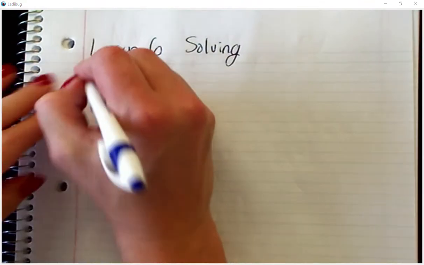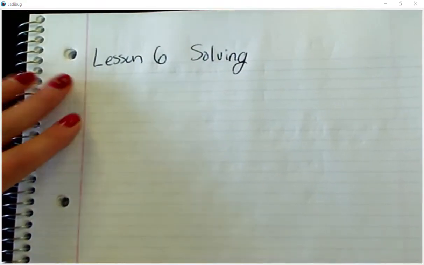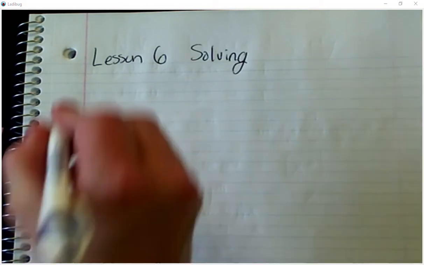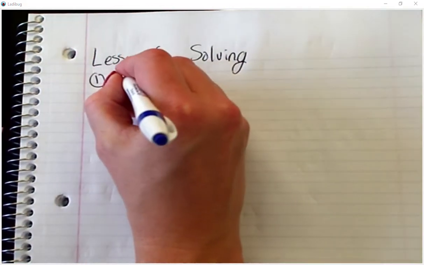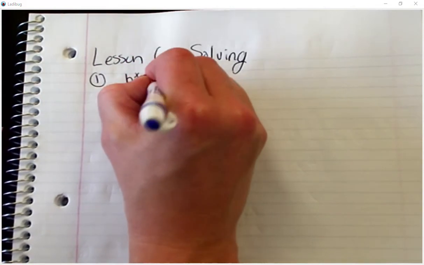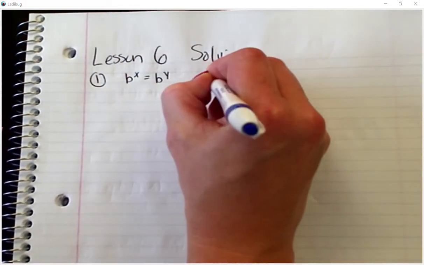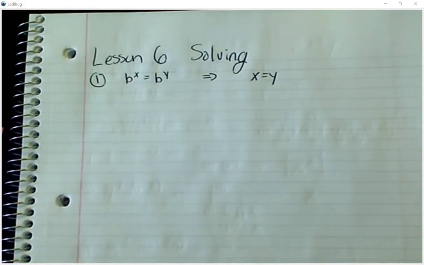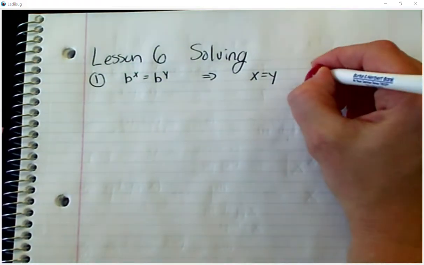Solving. Right? There's 4 types, so we're just going to write the types up here.